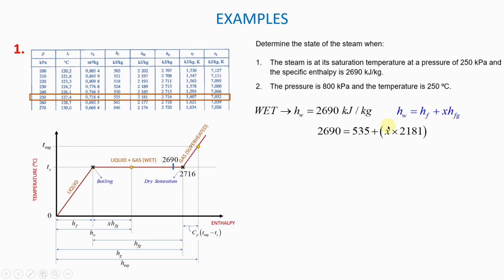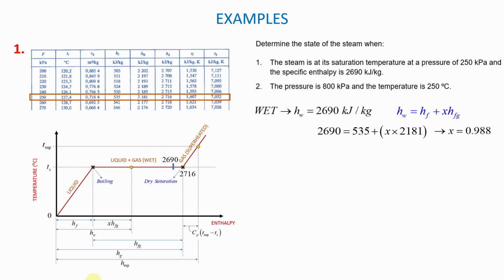And so plugging in the numbers, we know hW is 2690, which will be equal to hf. When the pressure is 250, hf is here, 535, plus x, that's what we're trying to find, the dryness fraction, multiplied by hfg. When we have a pressure of 250, hfg is here, 2181. Okay, so we multiply like this, and as you can see, the only thing that you do not have is x, and from this you can then derive the value of x as 0.988.